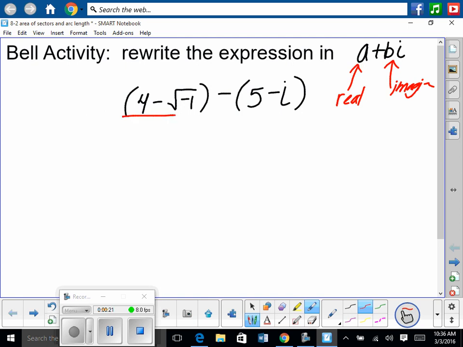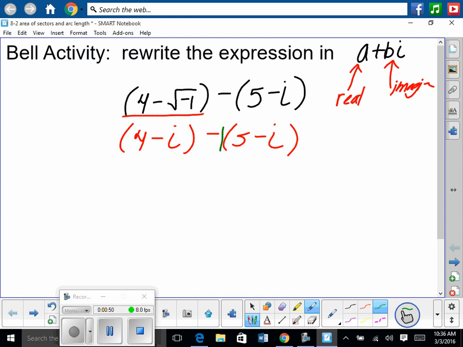Now this is a complex number because we know that that's really 4 minus, what is the square root of negative 1? I. So really you just have 4 minus i minus 5 minus i. Now are we multiplying these? No. We're not, right? I saw people multiplying. We're not multiplying. Look, are they right next to each other? Isn't it this complex number subtract this complex number? Oh, okay, so it's subtraction, guys.